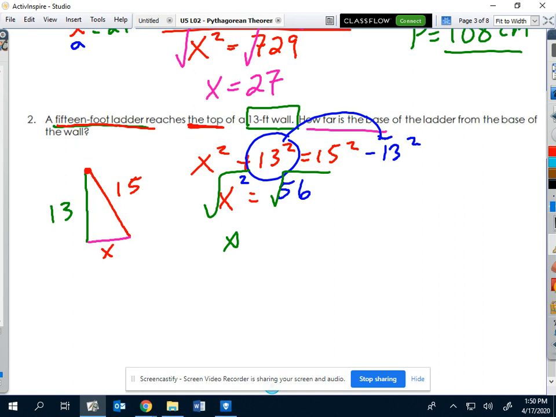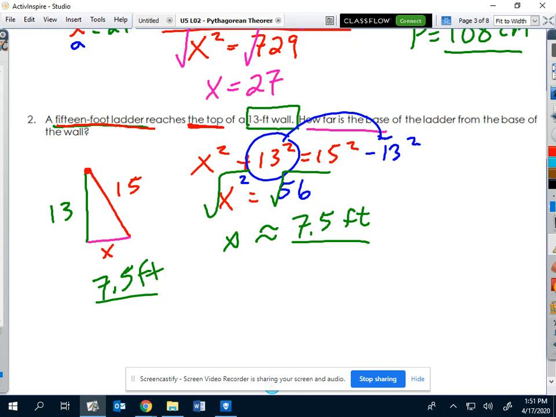So we take the square root of 56, and that's not going to be an exact answer, so we're going to have to approximate. When we take the square root of 56, we get approximately, so I'm going to use my squiggle equal sign here, 7.5 feet. Since our ladder was in feet and our wall was in feet, that's going to be our approximate distance, 7.5 feet. Okay?